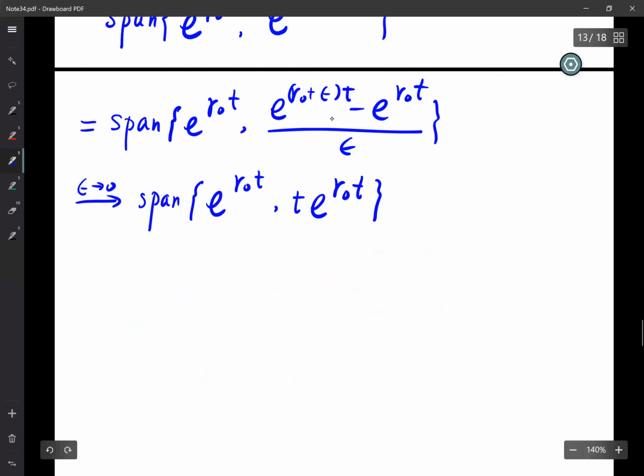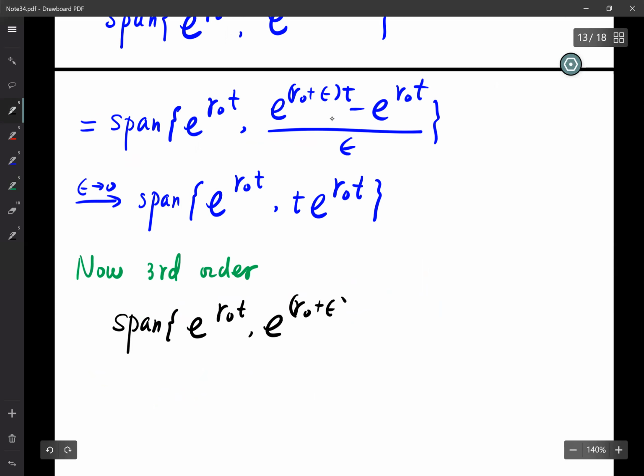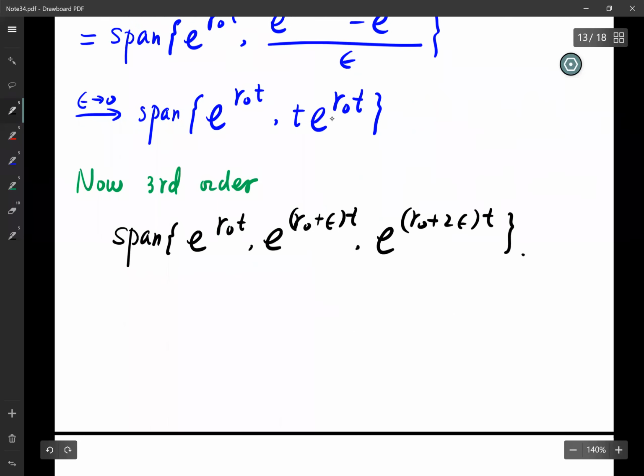Now look at the third order. You understand the third order, you understand the nth order. Third order, we do the same thing. Assume there are three roots. I don't think they are R naught, but actually they are R naught plus epsilon t. The other is R naught plus 2 epsilon t. And now I take epsilon equal to 0, then I have a root of multiplicity 3.